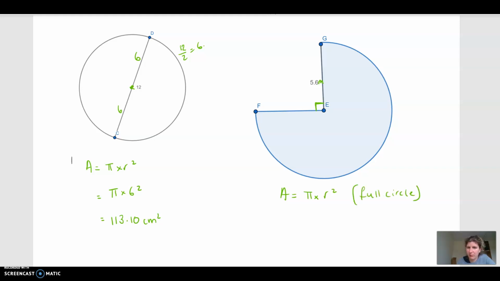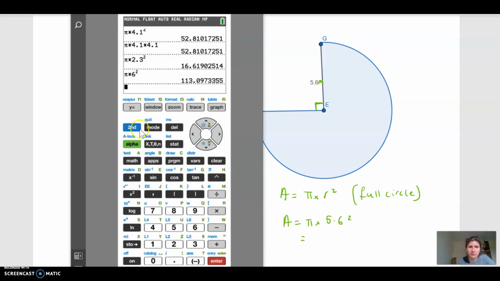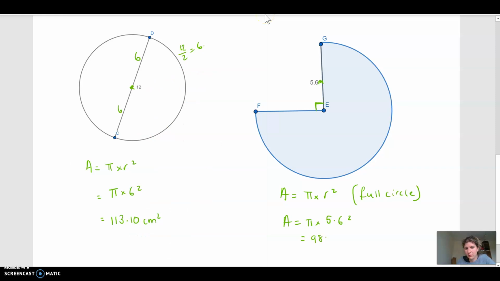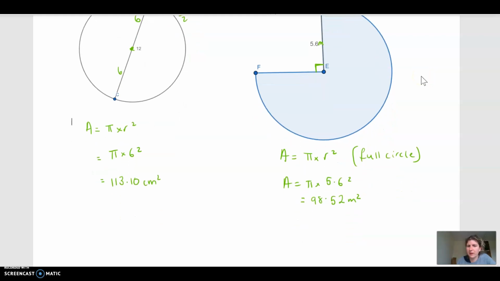So if we pretended that that was closed up, then our area would be pi times 5.6 squared, which is 98.52 meters squared. Now that would be if it was a full circle. Now it's not. We're just wanting to work out this blue area here. And we know that if we split up this circle, we could divide it into equal pieces, and all together we would have 4 pieces.